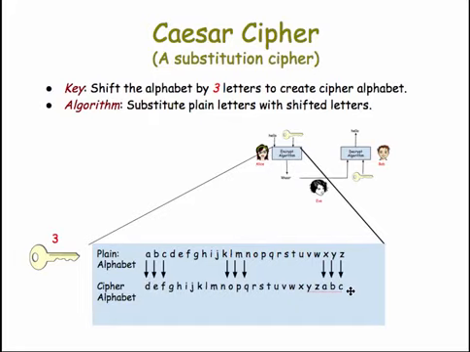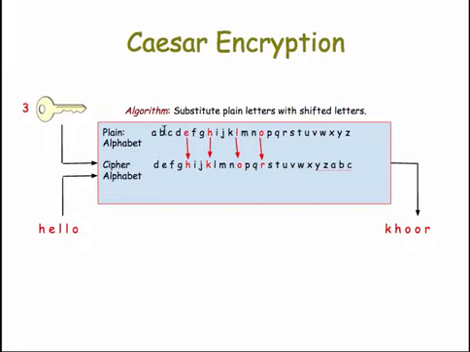Let's try some encryption. If I want to encrypt the word hello, then I start with the H in the plain alphabet and I substitute it with the letter K from the cipher alphabet, the corresponding letter. Same for the E. The E becomes H, the L becomes O, it becomes O again, and the O becomes R. So hello is transformed into KHOOR.